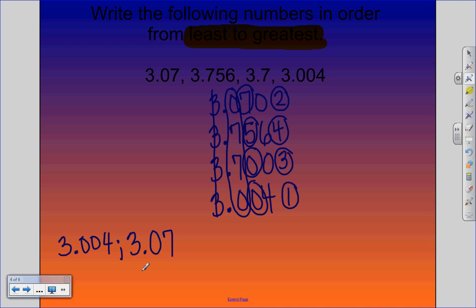This one, your second number, you're just going to write 3 and 7 hundredths, because that's your original number up here. Third is going to be 3 and 7 tenths, and your largest number is going to be 3 and 756 thousandths.